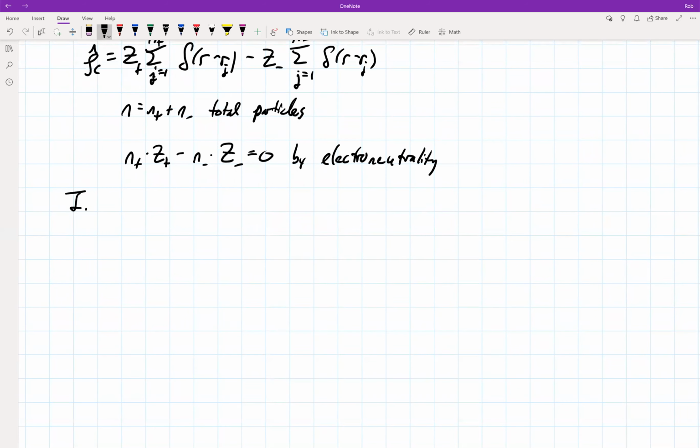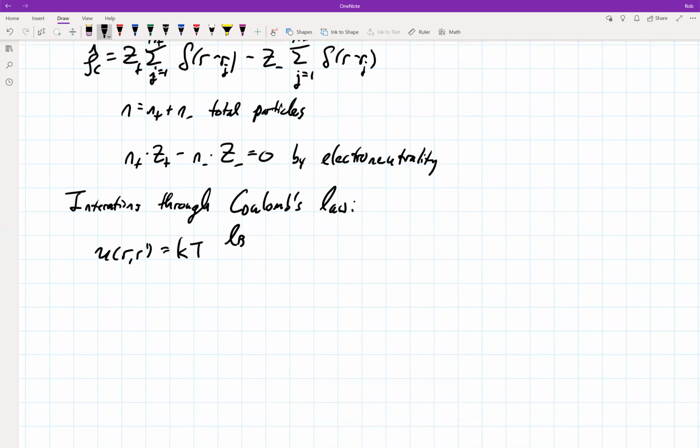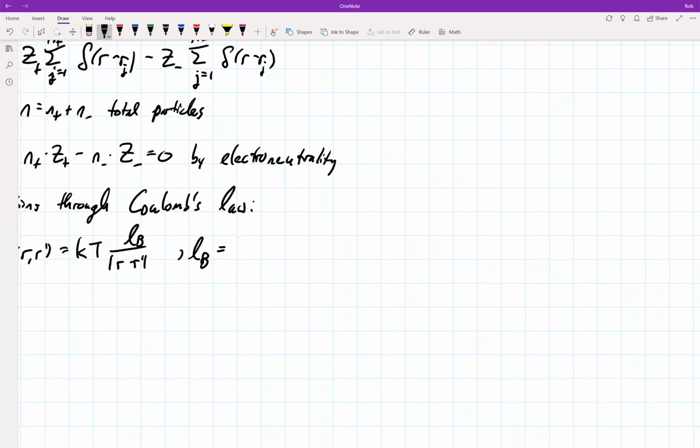All right, so our interactions are going to be through Coulomb's law. So our u of r and r prime is going to be kT times a Bjerrum length over the magnitude of r minus r prime. And L_B is the Bjerrum length.